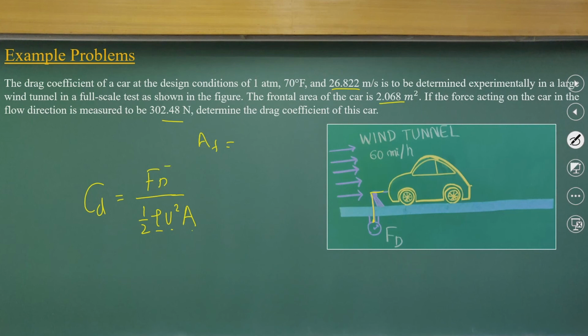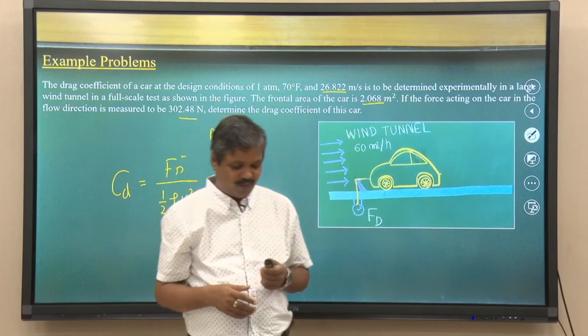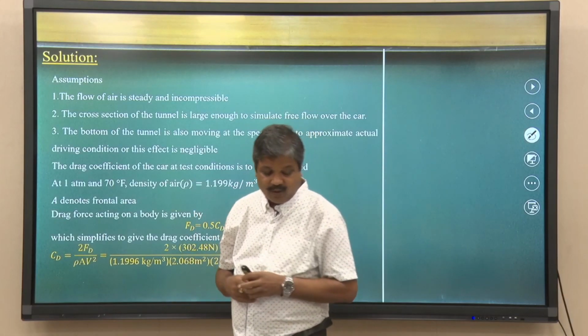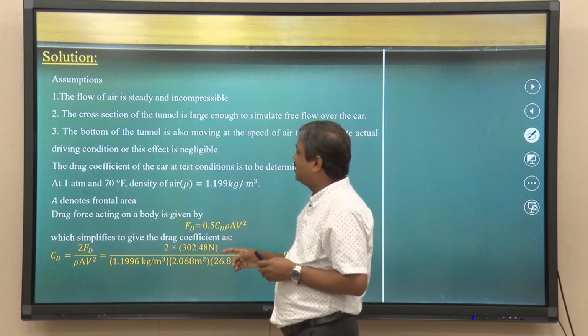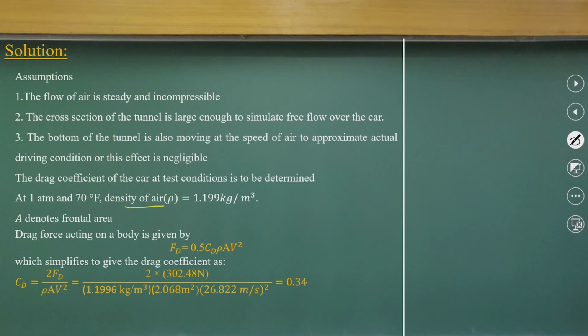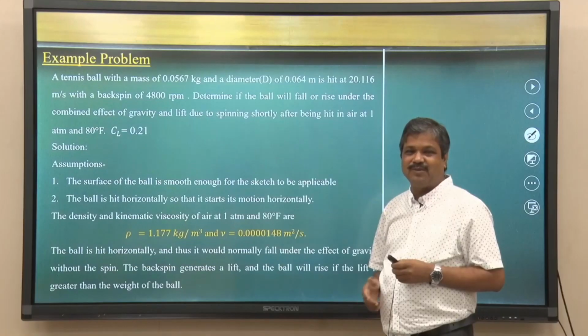So, just substitute these formulas and get the drag force. Just look at the solutions part, it is simple. First you have to estimate the density of air for the given pressure and temperature. Then, as I have said, the drag force is this part. You just substitute it and rearrange it, and you will get the drag coefficient CD value, which will be 0.34. Okay, a simple substitution into the drag force equation.